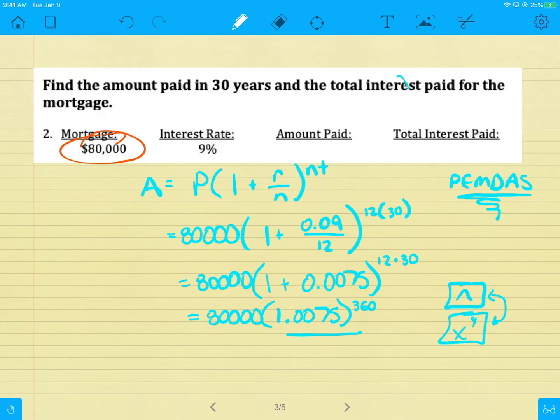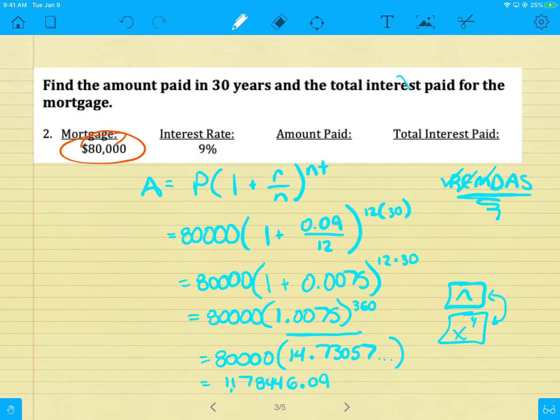And that number, what it's going to spit out, if I take 1.0075 to the 360th power, it's going to be 14.73057. And this number just keeps going. And I'm going to take that times the 80,000. Because again, I did parentheses first, I did exponents, now I'm going to multiply last. So I'm going to multiply that 14 number times 80,000. And what this is going to give me is my total that I'm going to pay over 30 years for this home. I'm going to pay $1,178,446.09. That is a real number.